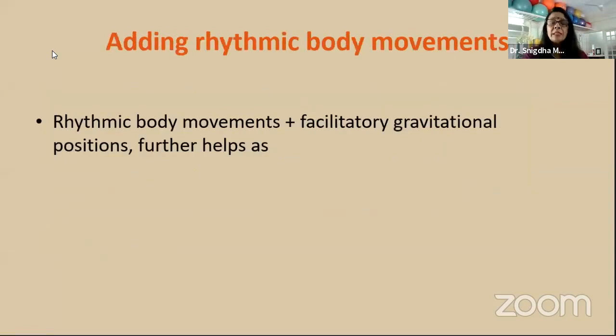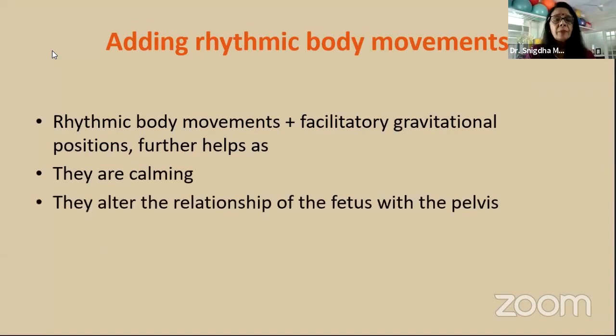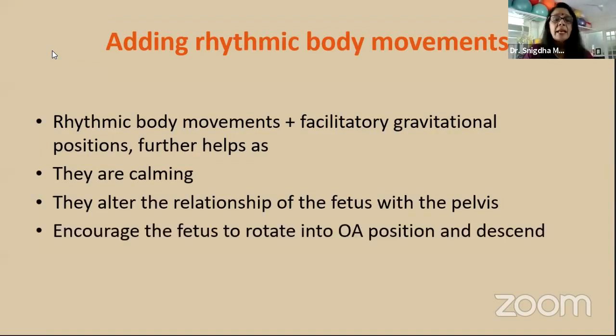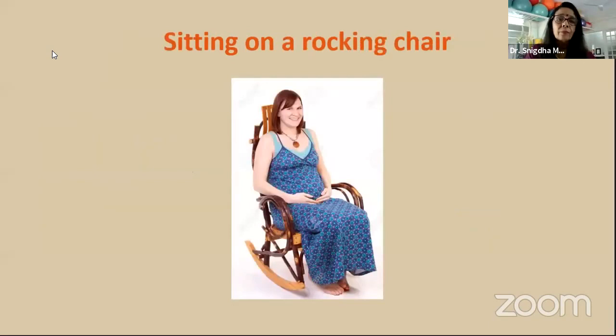Adding rhythmic movements helps even further. So gravitational advantage, rhythmic movements: when you add them, they are more calming. They alter the relationship between the fetus and the pelvis and encourage the fetus to rotate into the occiput anterior position and help it to descend down.